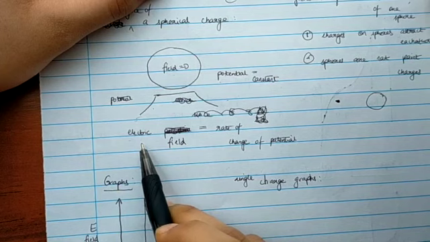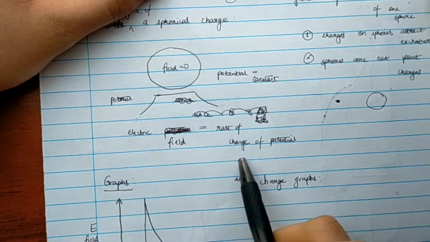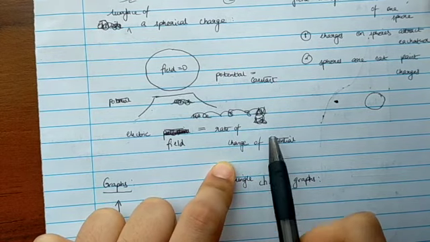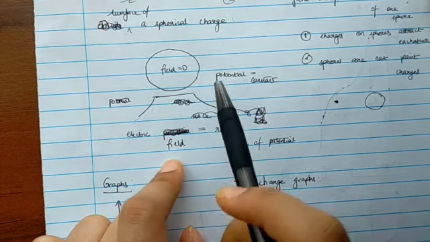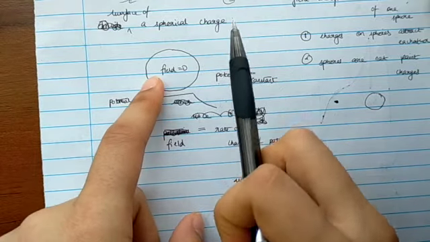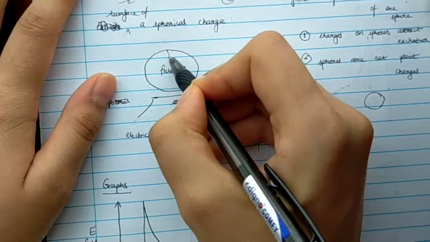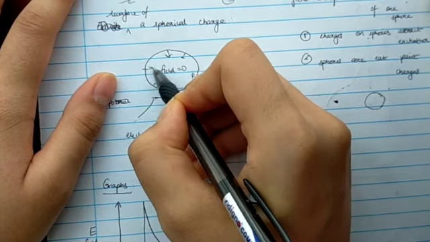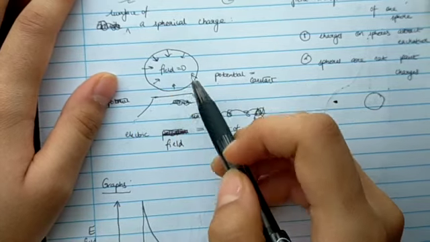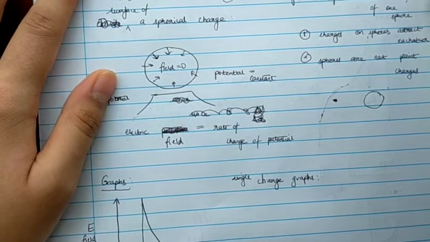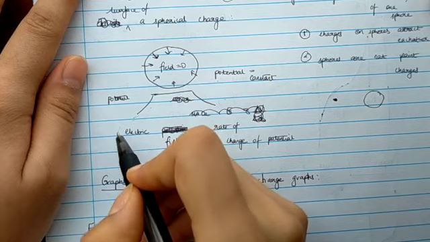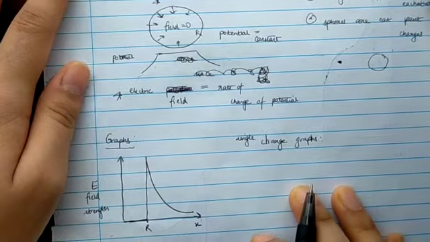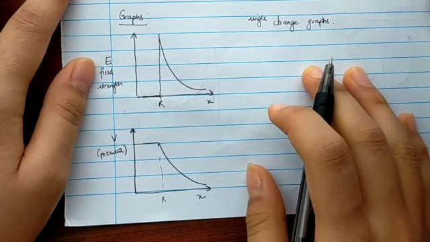The reason for this is that the electric field is equal to the rate of change of potential. So if the potential is constant, then the rate of change of potential is zero. Another way to look at this is that if you have a field here, the vectors would all be pointing towards each other, and when they're pointing towards each other like this, they all cancel out to be zero. So you can think of it this way, or in terms of vectors. Those are two ways that you can visualize this concept.